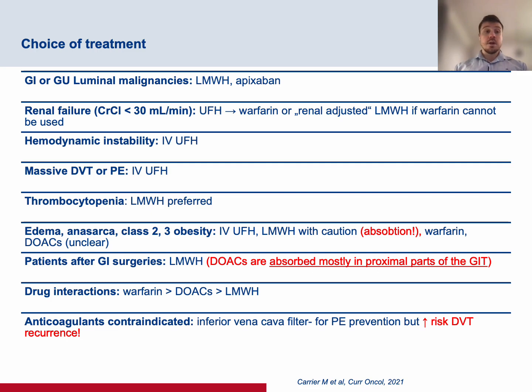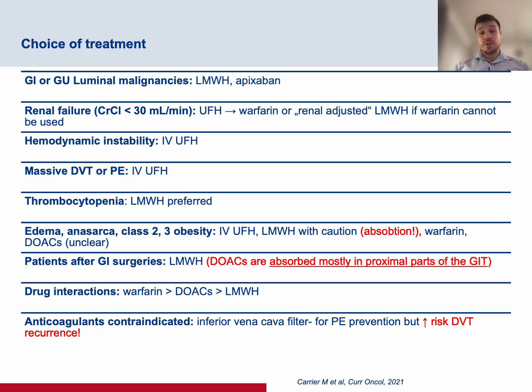In patients with renal failure, unfractionated heparin followed by warfarin, or low molecular weight heparin if warfarin is not available, can be used. In patients with hemodynamic instability or massive DVT or PE, IV unfractionated heparin can be used, and in patients with decreased absorption due to edema or obesity, IV unfractionated heparin is best to use, or warfarin or DOACs. However, for DOACs, we have no data in this patient population.